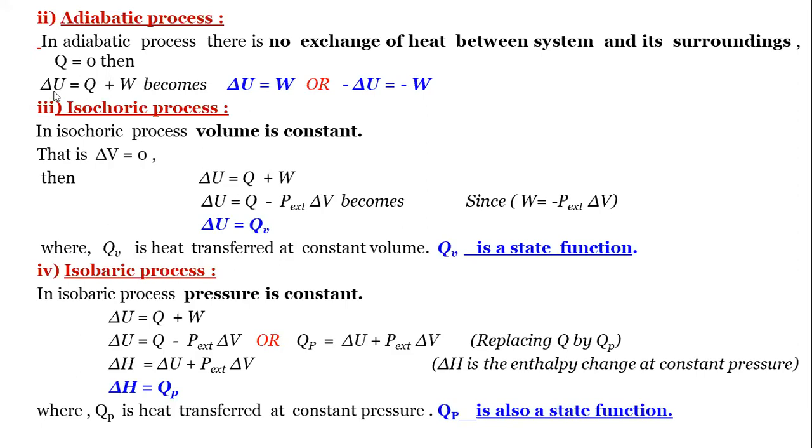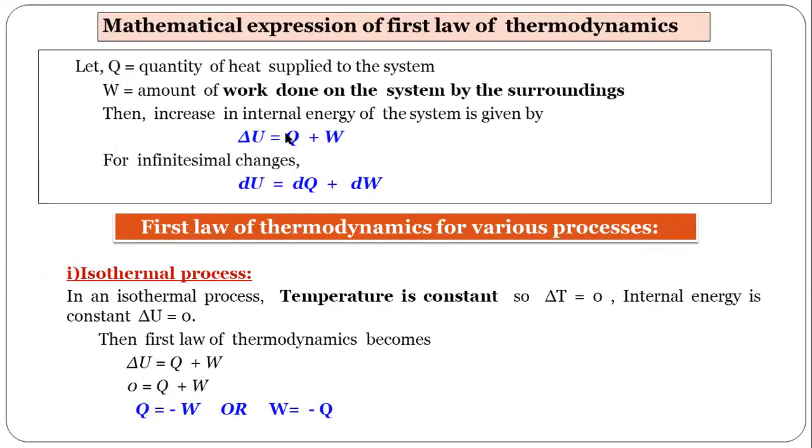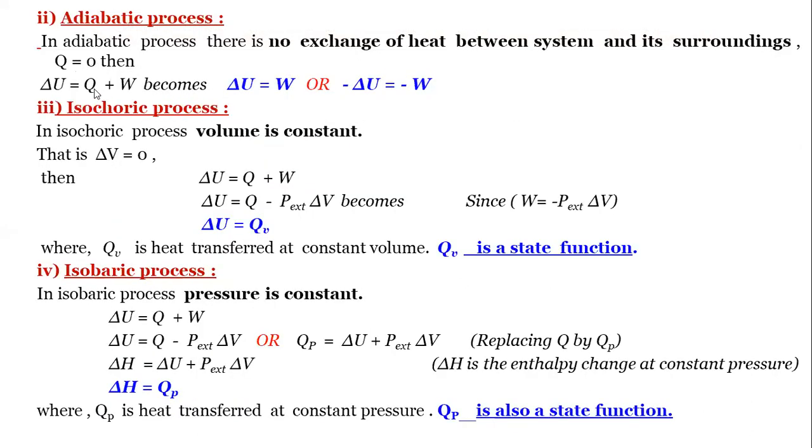Then the equation of the first law of thermodynamics is, this is the mathematical expression, and once again I am repeating: delta U is equal to Q plus W, where Q is heat supplied and W is work done on the system by the surroundings. So this expression becomes delta U is equal to W because Q is 0 here. We are putting the value of Q as 0. So delta U is equal to W directly.